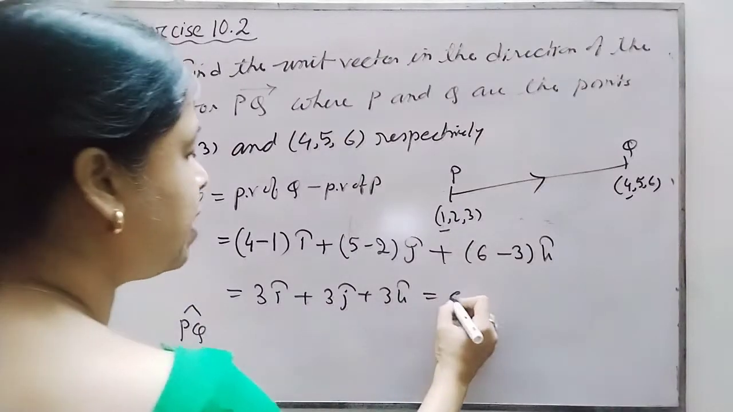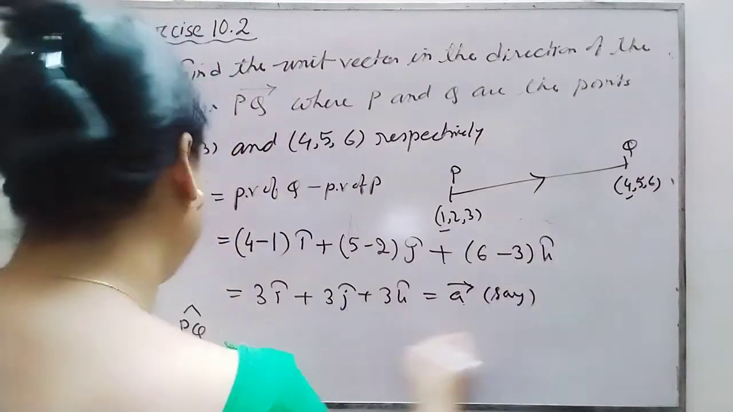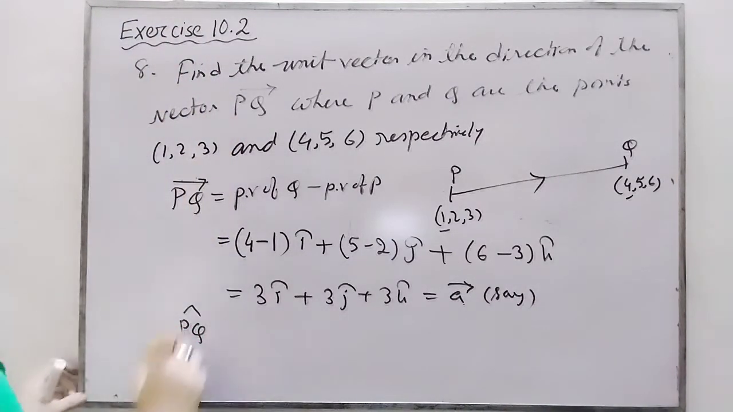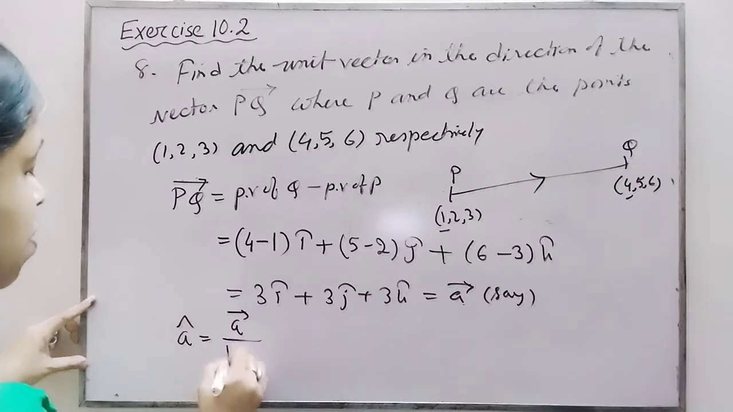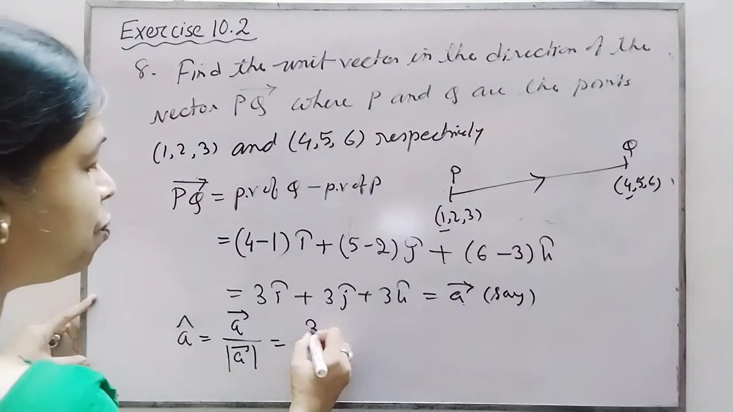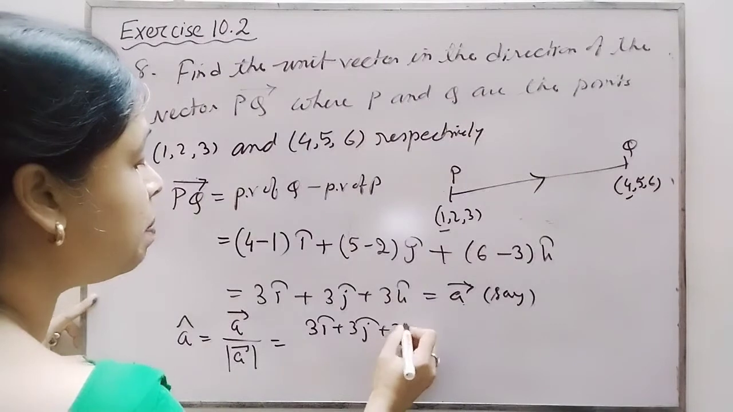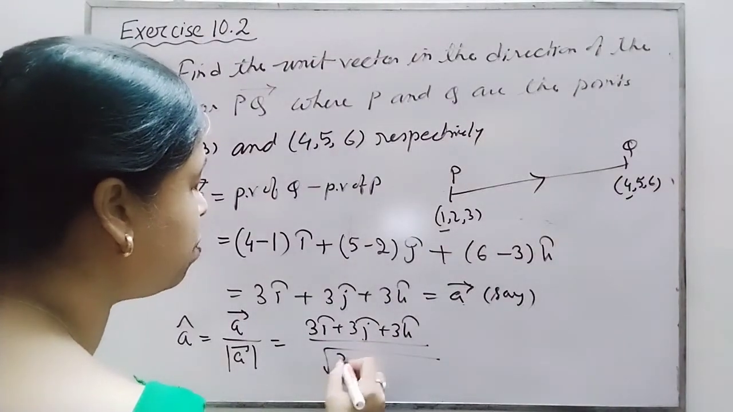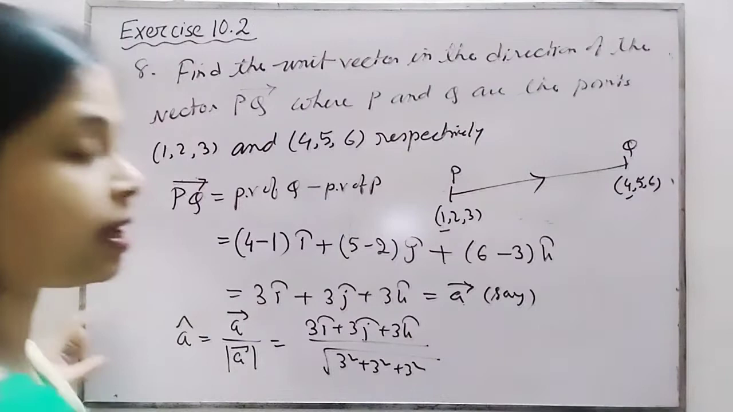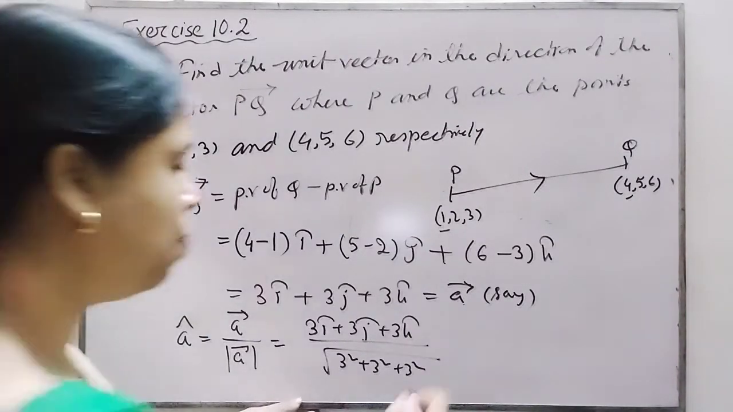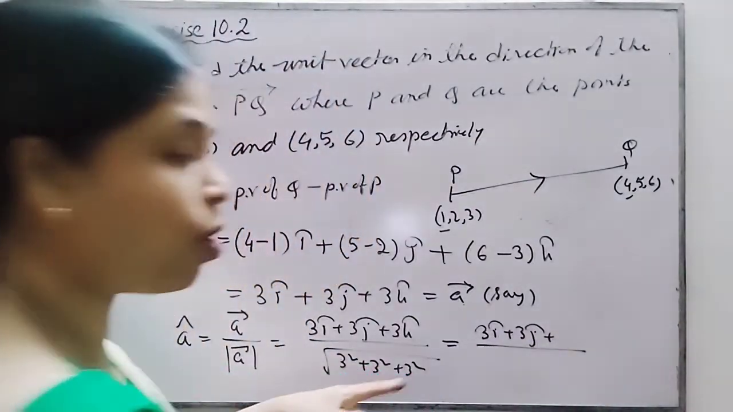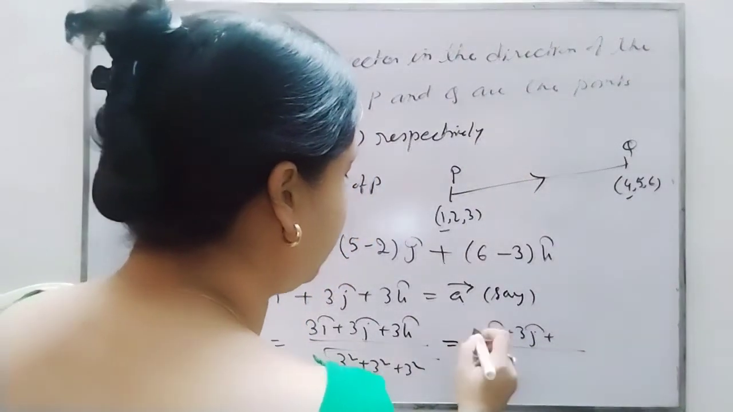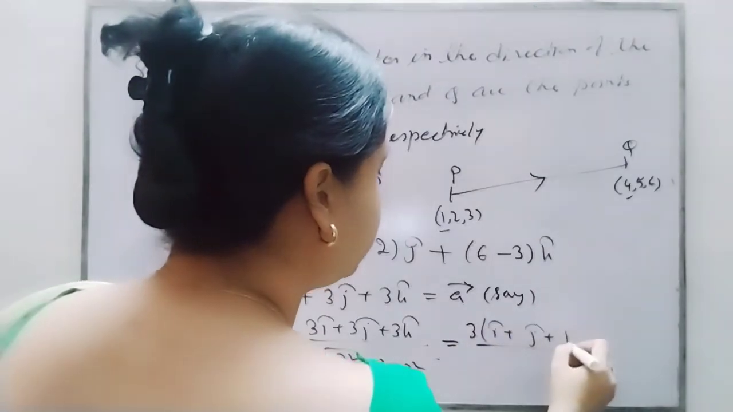Therefore, what is PQ bar? Suppose I name it a bar, for convenience of writing. In that case, what will your a cap be? Unit vector: a bar divided by modulus of a, which is 3i cap plus 3j cap plus 3k cap whole thing divided by under root coefficient of i cap, coefficient of j cap, coefficient of k cap, each squared. I can take common 3, so inside the bracket I get i cap, j cap, k cap.